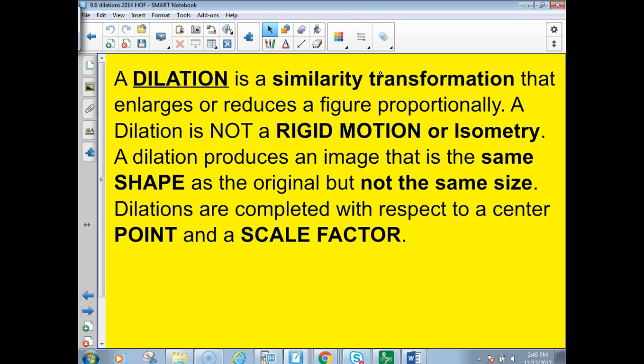A dilation is a similarity transformation. It is not a rigid motion, which means the figure will still have the same shape. It enlarges or reduces the figure proportionally. A dilation is not a rigid motion or isometry. A dilation produces an image that's the same shape as the original, but not the same size. Dilations are completed with respect to a center point and a scale factor.